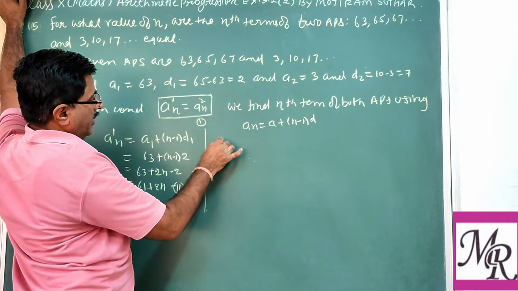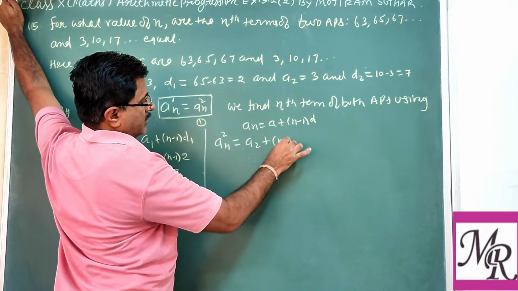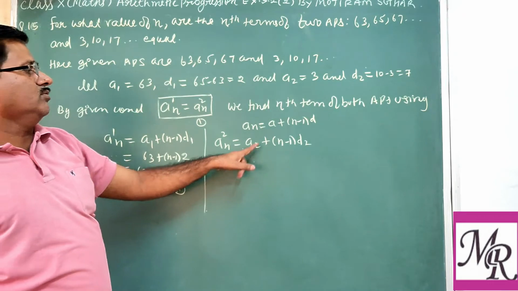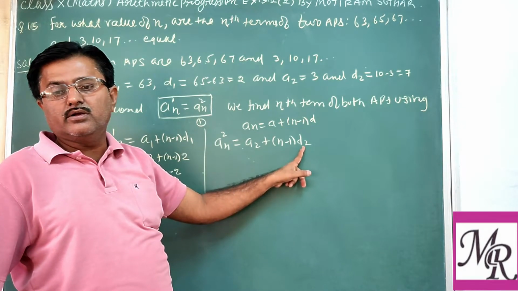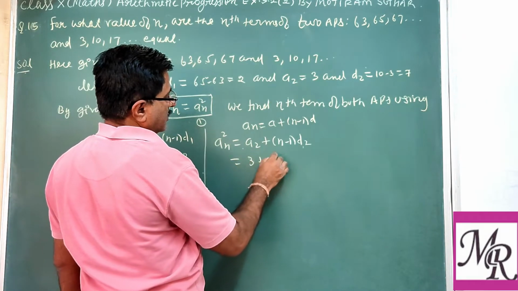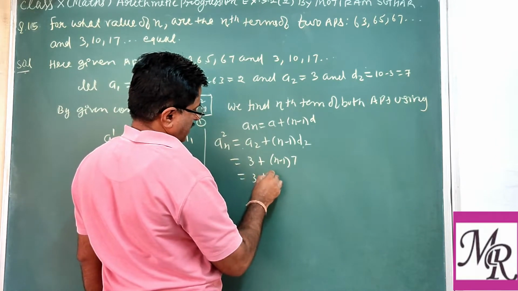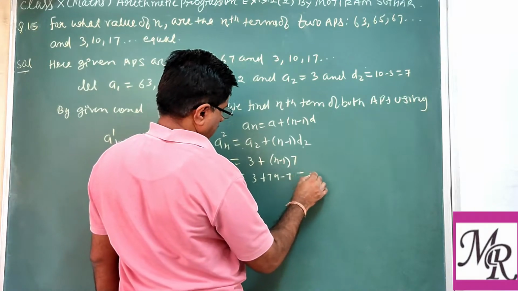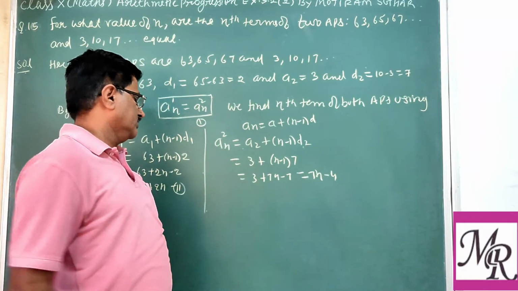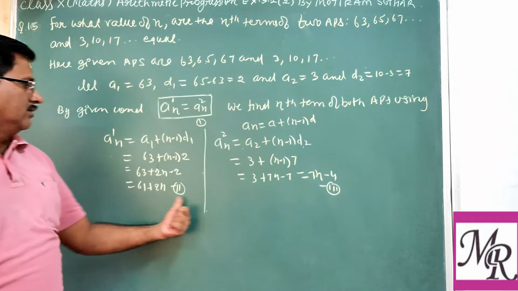This is the second equation now. We find the nth term of the second AP. Again using the formula a2 plus n minus 1 into d2, where a2, the first term of the second AP, is 3 and d2, the common difference, is 7. So you simplify: 3 plus 7n minus 7, that is 7n minus 4. This is the equation. Now by the given condition both should be equal.